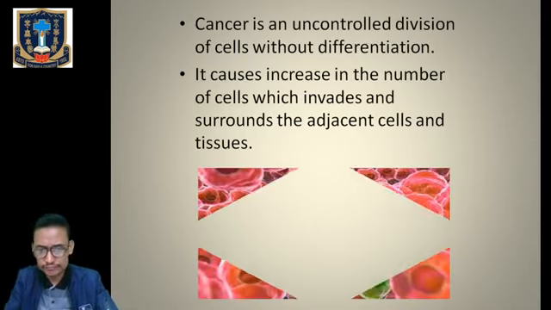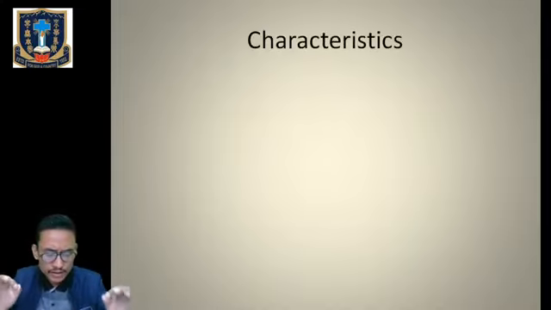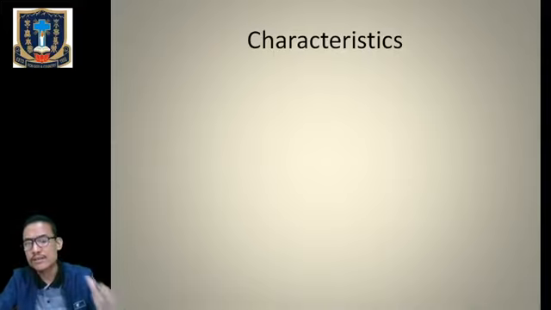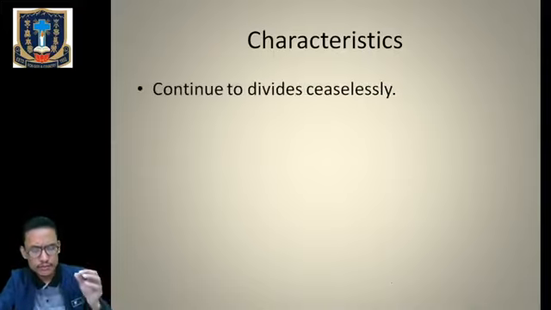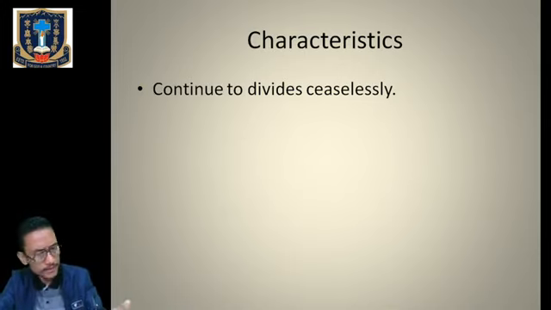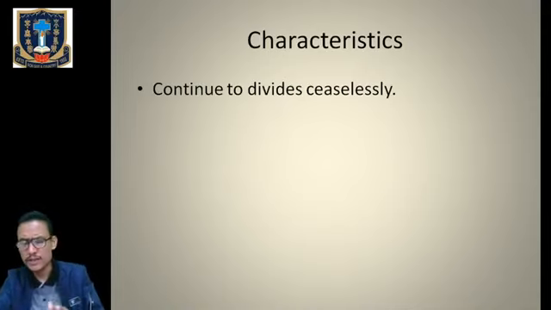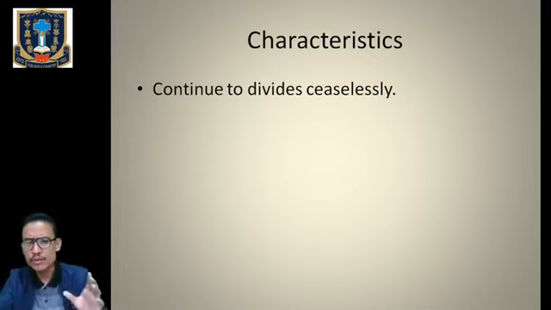Now next we'll try to learn about the characteristics of cancerous cells. What are the features or characteristics of cancerous cells? First one, cancer cells resemble normal cells in their ability to undergo cell divisions. But there are certain differences in which they differ from the normal cell. First one, they will continue to divide ceaselessly in an uncontrolled manner. It will keep on dividing and dividing. That's what is called an uncontrolled division of cells.